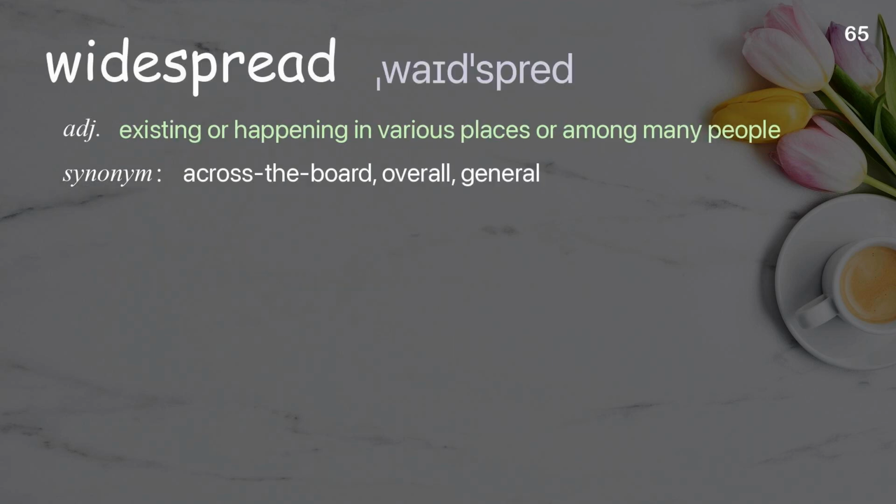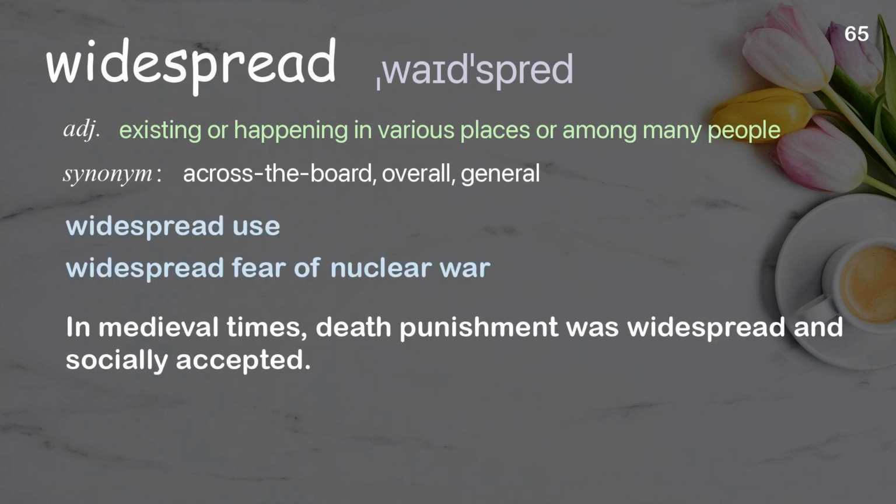Widespread. Existing or happening in various places or among many people. Examples: Widespread use. Widespread fear of nuclear war. In medieval times, death punishment was widespread and socially accepted.